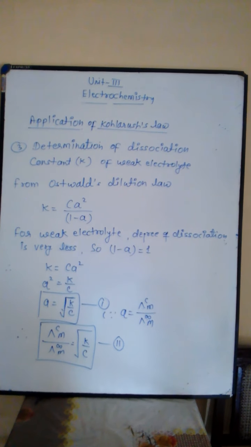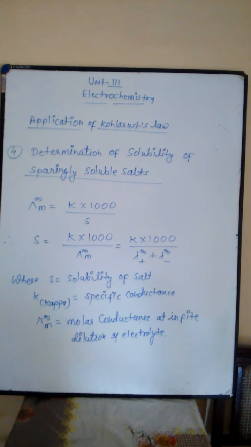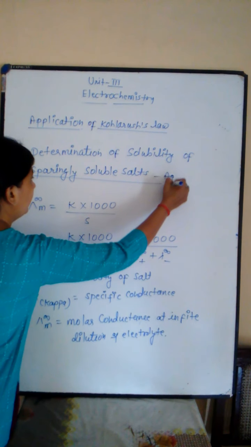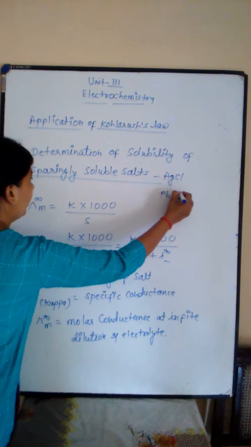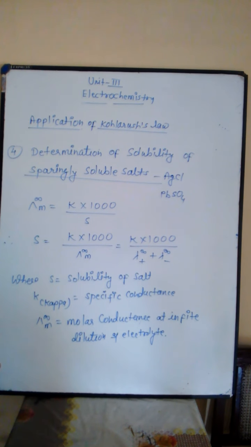Fourth application is determination of solubility of sparingly soluble salt. Now some salts are soluble in water and some salts are insoluble in water. And in between, there are some solids which are not completely soluble or completely insoluble. That is called a sparingly soluble salt. For example, silver chloride, lead sulfate. These are called sparingly soluble salts, partially soluble in water.